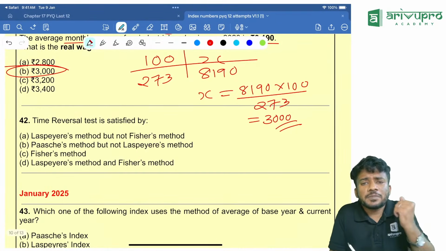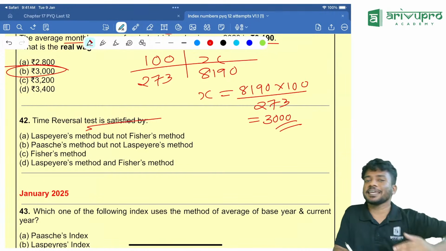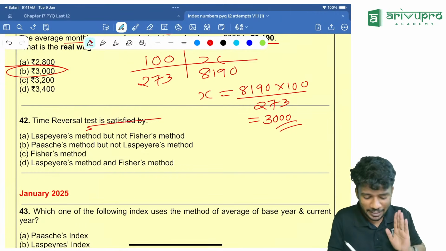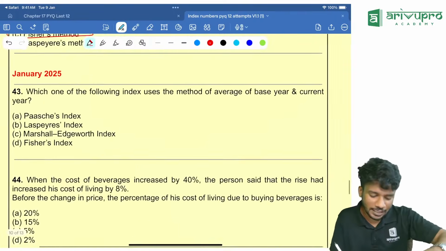Next one. The time reversal test is satisfied by what, people? I'm telling you, the chances of these type of questions are very high. So the answer is what? The time reversal test is followed by Fisher's index.